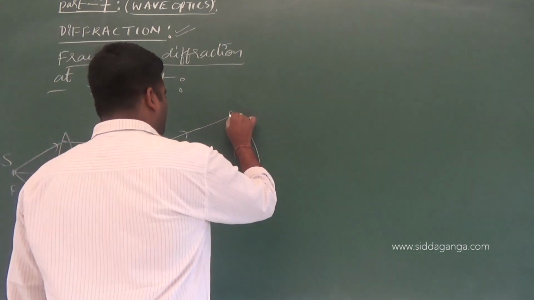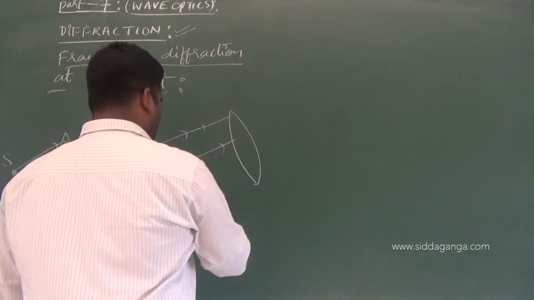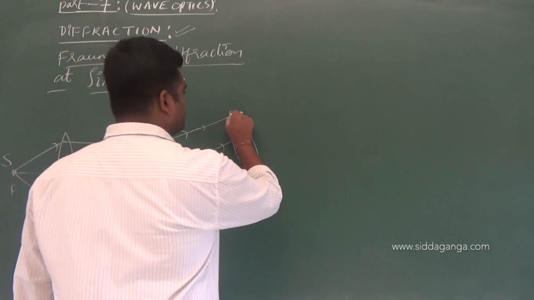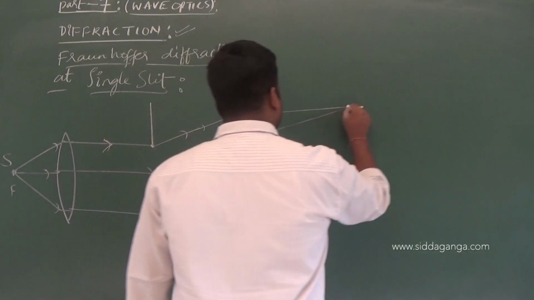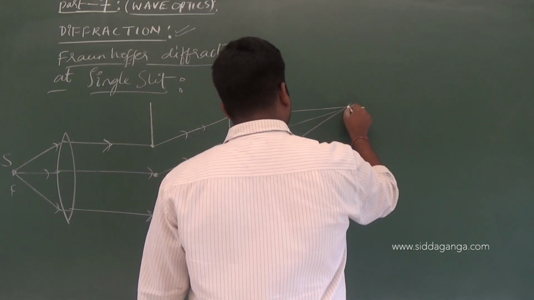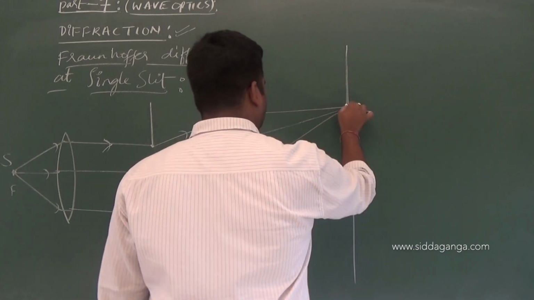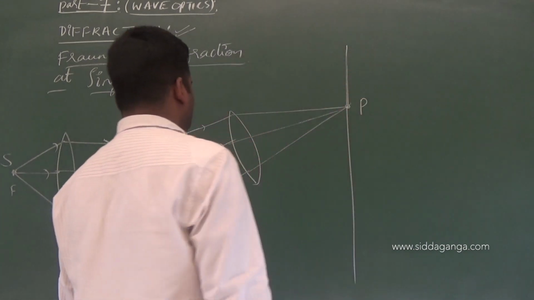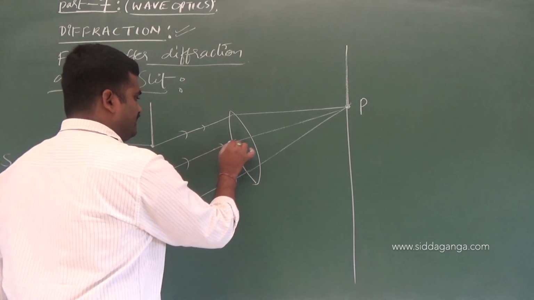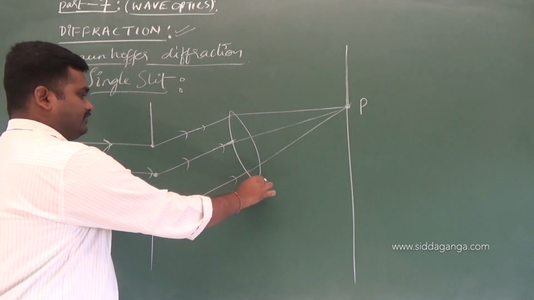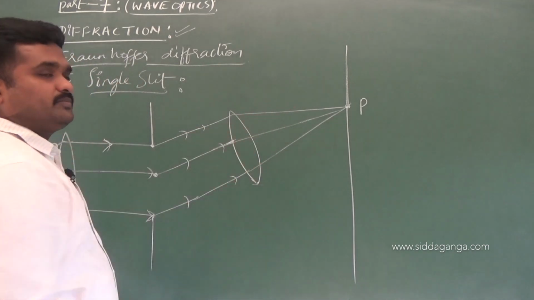Whenever a parallel beam of light rays is incident on this, what happens? They are going to converge somewhere at a point. I will say this is the screen which I have taken, and this is the point which I am going to consider. See, a parallel beam of light rays incident on this second convex lens is going to converge at that point.